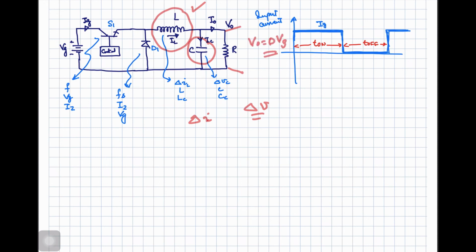So this video is dedicated to the buck converter, and we have discussed its analysis and its design, and we have seen how we can select the components.